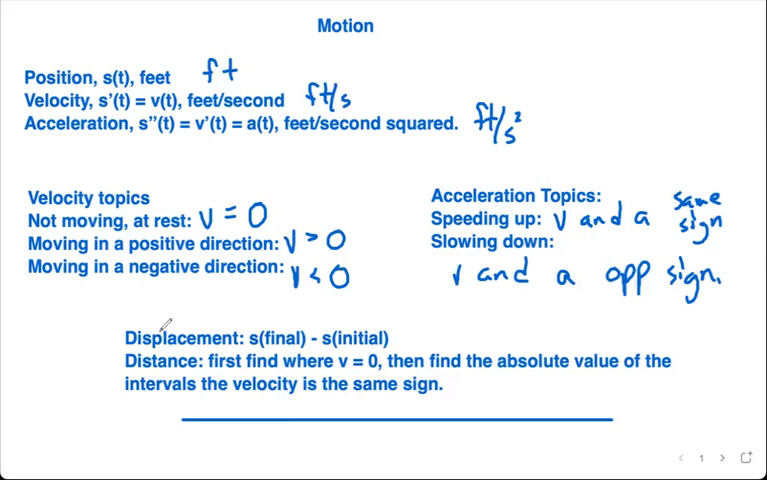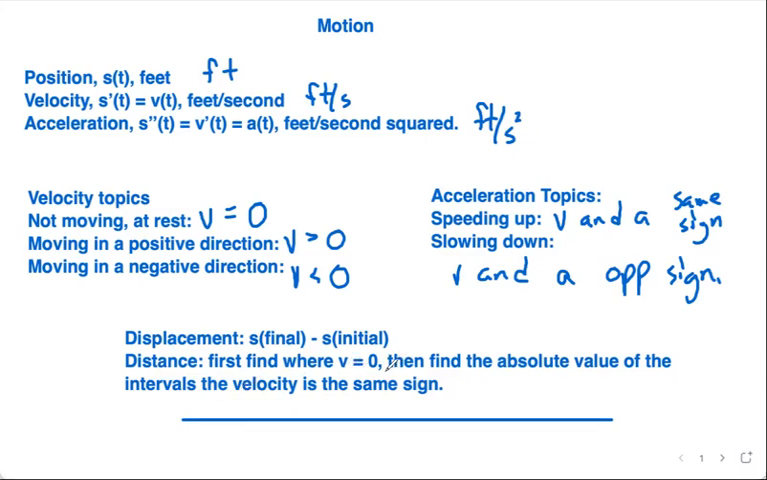And then last topic here, displacement is just position final minus position initial. Where was I finally? Where was I initially? What is the displacement? Distance, you have to first find where the velocity is 0, and then find the absolute value of the intervals where the velocity is the same sign, okay?